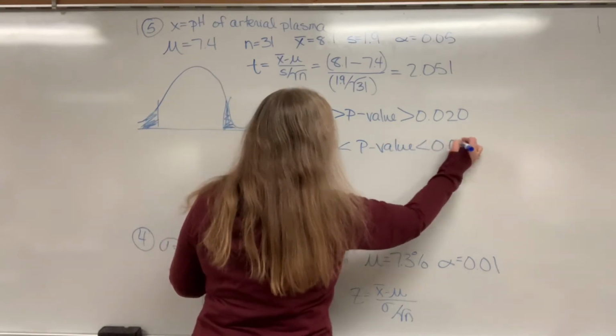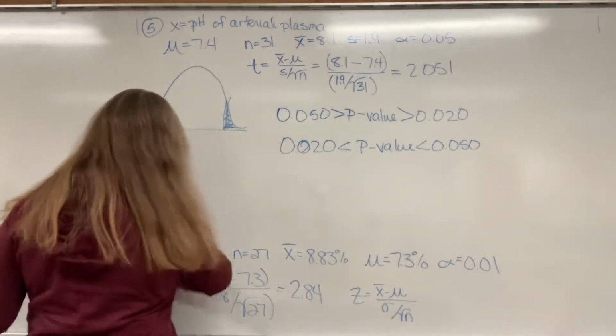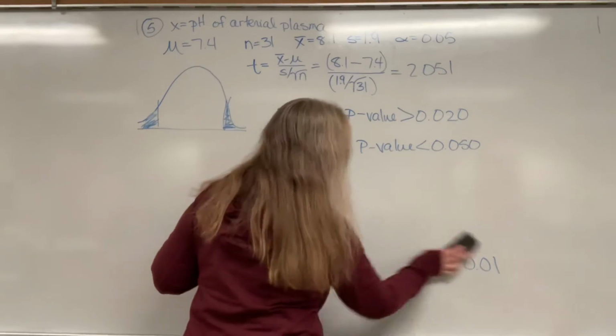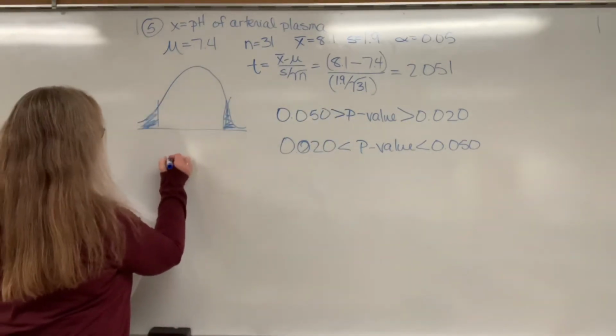So in this question, you were just doing the p-value. You don't have to actually tell us if you accept or reject. So I didn't need that 0.05, but I always write all my information down. All right, number 6.